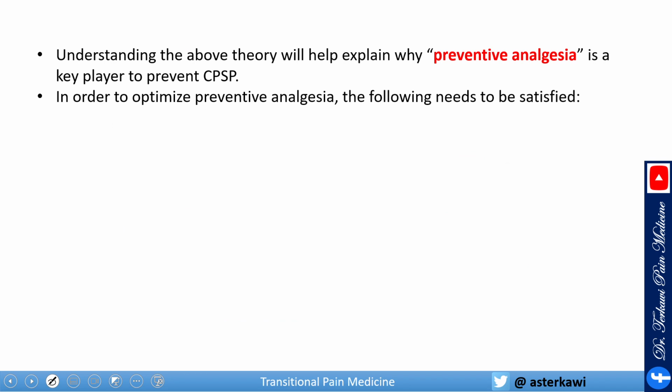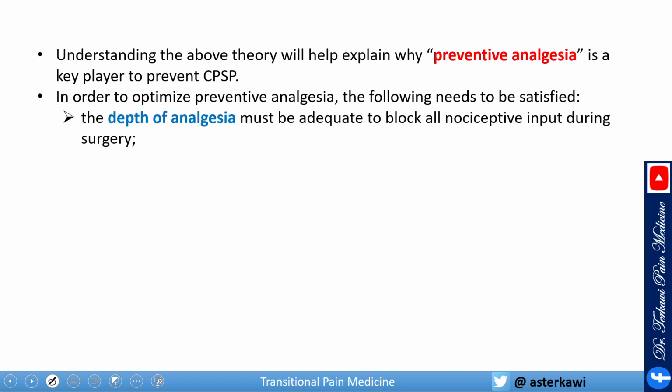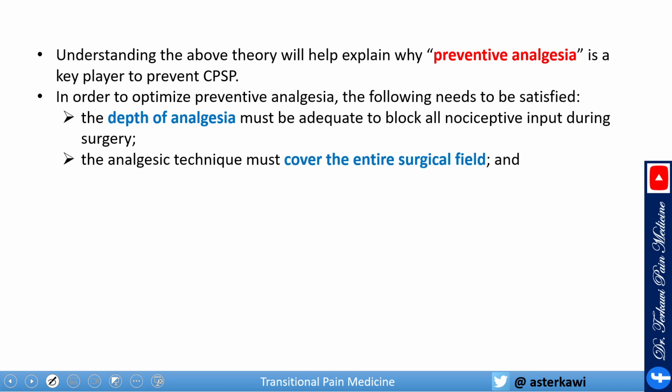In order to provide a good preventive analgesia, and by the way, I cover that in my lectures in acute pain service. I believe that was in the first lecture. So three things need to happen. One, you have to have a deep enough analgesia to block all the nociceptive input during surgery. Two, the analgesia needs to be wide enough to cover the entire surgical field.